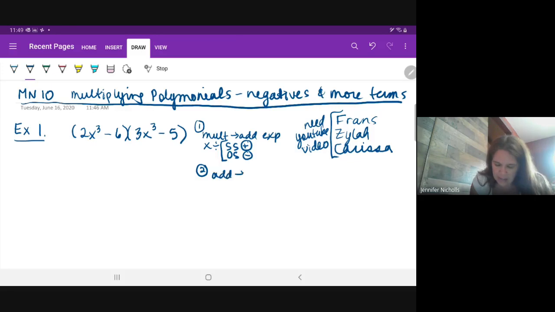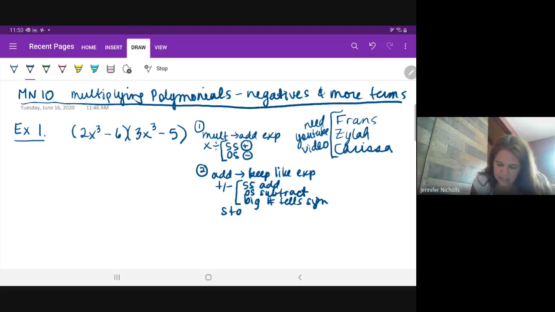adding, you keep like exponent, and we'll write the adding, subtracting rules for integers, which is same signs add, opposite signs subtract, and then bigger number tells the sign. Or if you want to think of it as stairs, it's the stairs thing.